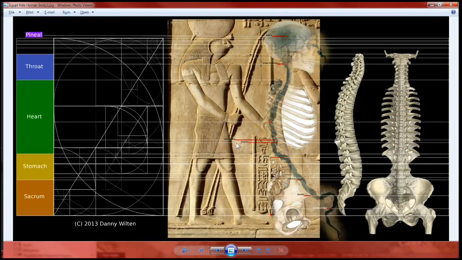So when we map these pyramids of the body, we can take a look at the pyramid as being the head only, or we can take a look at it as being the whole body from the sacrum to the pineal gland. And let me show you an interesting piece of alchemy I found with Schwaller de Lubicz.